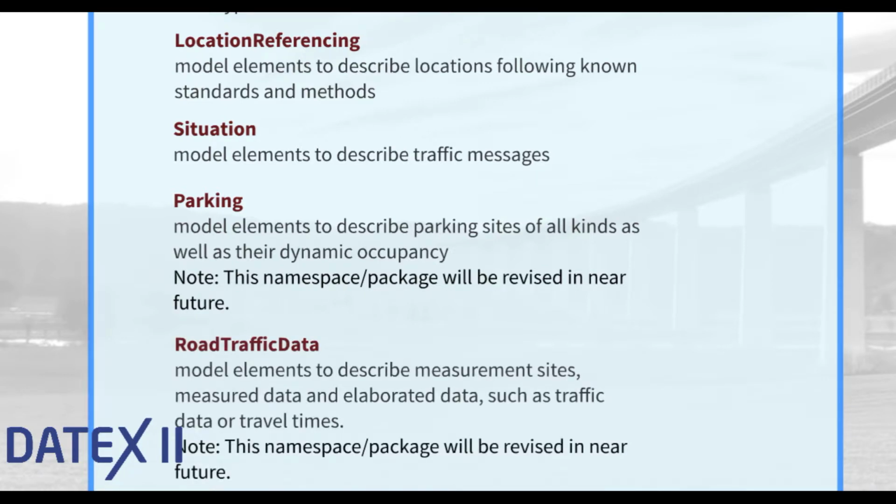Road traffic data are measurement sites, measured values, and elaborated data. This comprises traffic data like, for example, speed values, but also all other kinds of mass data up to road weather related data. Once again, note that this package might affect changes in the near future.